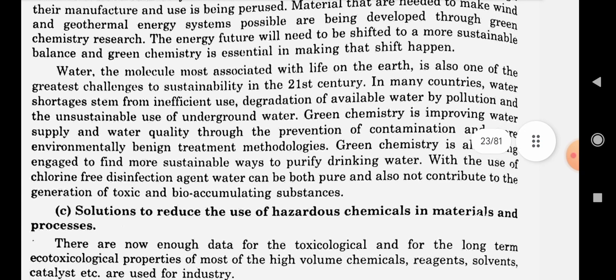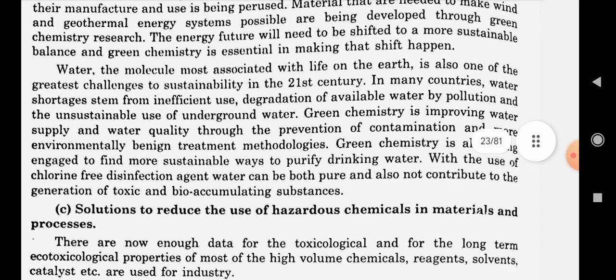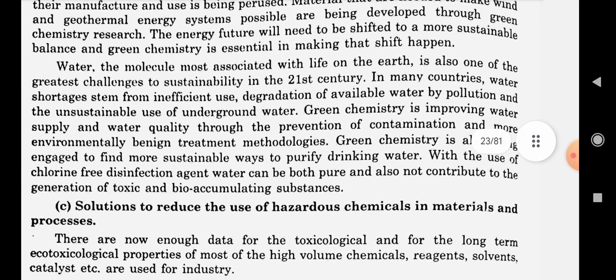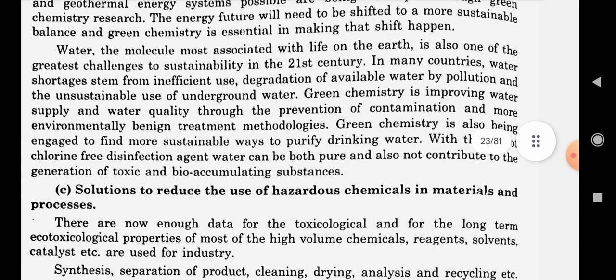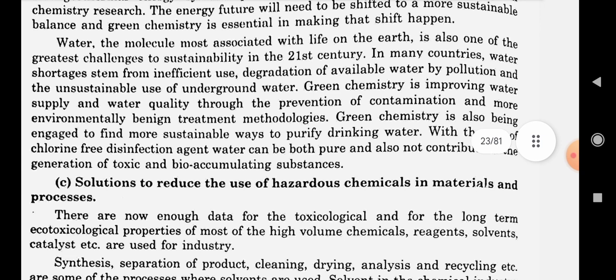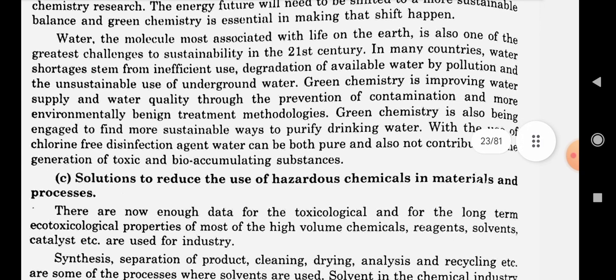The energy future will need to be shifted to a more sustainable balance, and green chemistry is essential in making that shift happen. Water, the molecule most associated with life on the earth, is also one of the greatest challenges to sustainability in the 21st century.